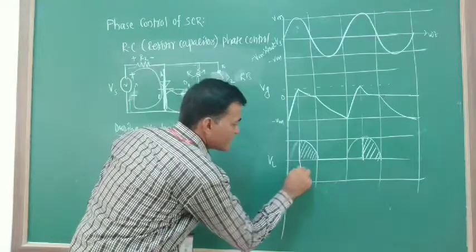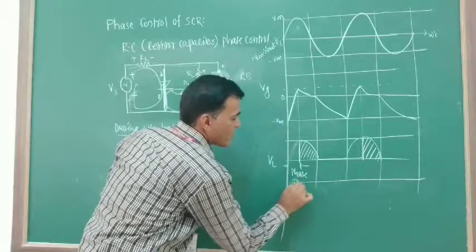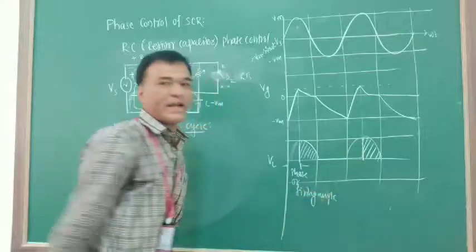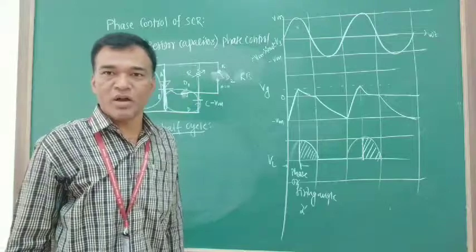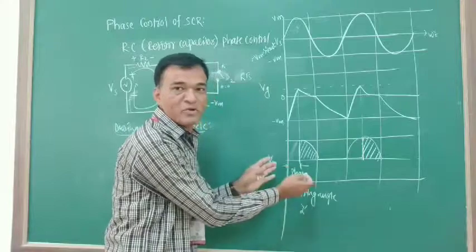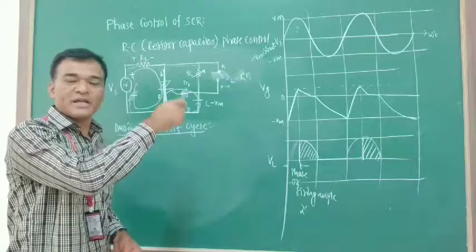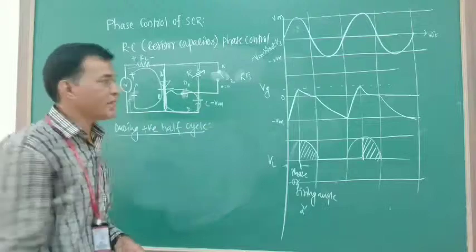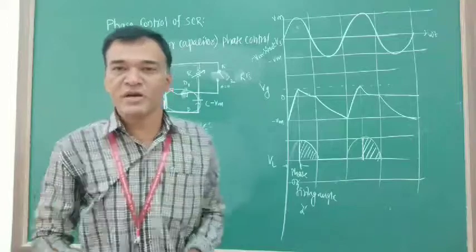Now, this distance is known as the phase or firing angle of an SCR, which is most commonly defined by the symbol alpha. And this alpha can be varied. I can change the values of alpha simply by varying this variable resistor. If I change the value of R, the charging and discharging path for the capacitor is varied, and I can change the values of alpha. And this is nothing but the phase control of an SCR.